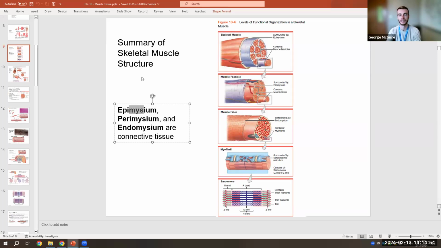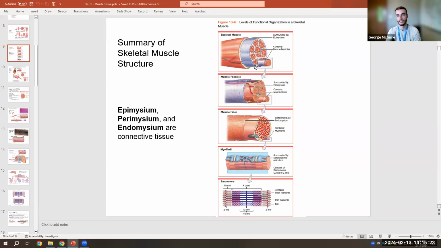So anything with that myo prefix, or if you see myo show up in a word, that's referring to muscle. If you see sarco show up in a word, that is referring to muscle. So these are referring to our three different layers of connective tissue within each muscle, within each of these organs. So we have epimysium surrounding the entire outer portion of the muscle. Within the epimysium, we have these bundles called fascicles.